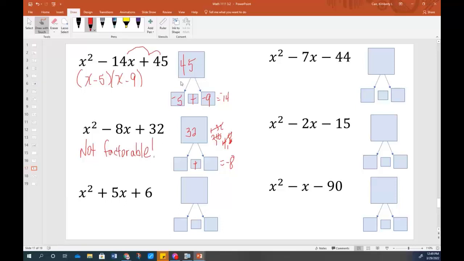This one does not work, but it doesn't take too long to figure that out. What multiplies to 6? Adds to give me 5.